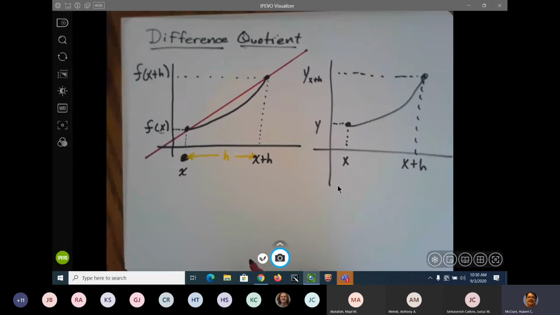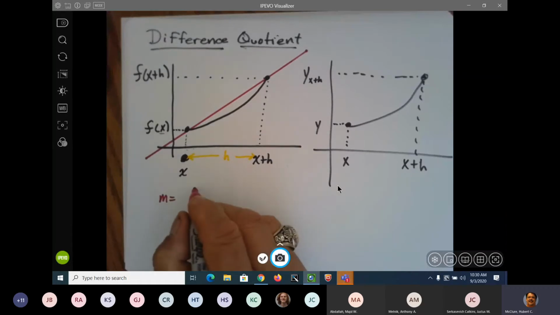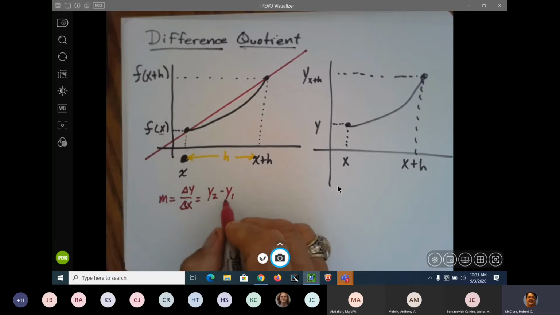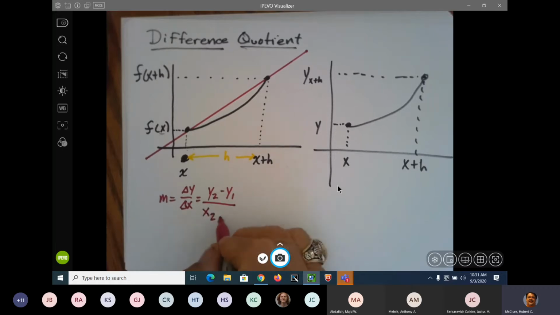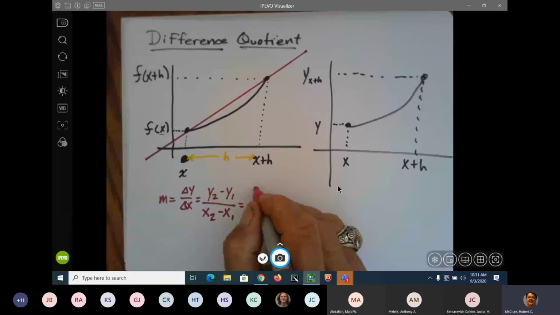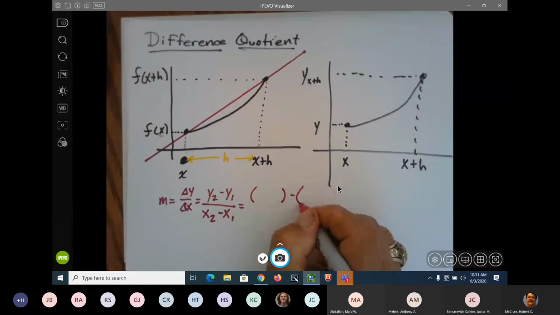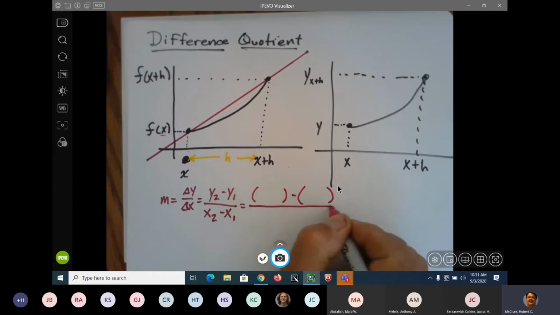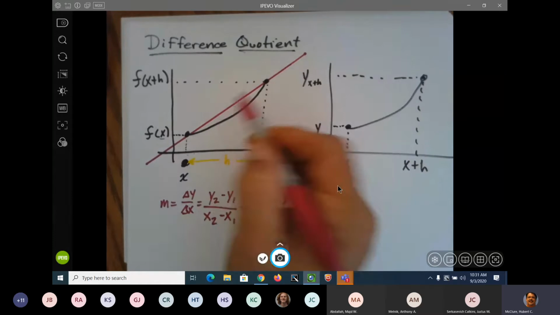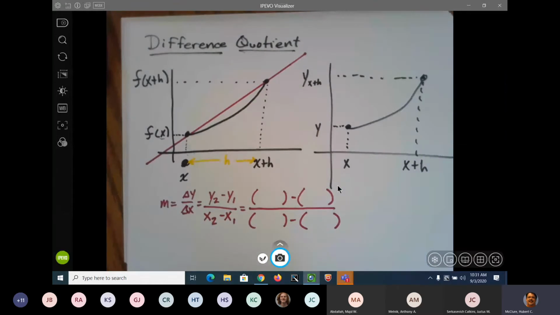How can I find the slope of that magenta line? Somebody tell me. We know that M is equal to delta Y over delta X, which is Y sub 2 minus Y sub 1 over X sub 2 minus X sub 1. So somebody tell me how we find the slope of this line. We don't have numbers, we have letters. I want you to plug in the letters.